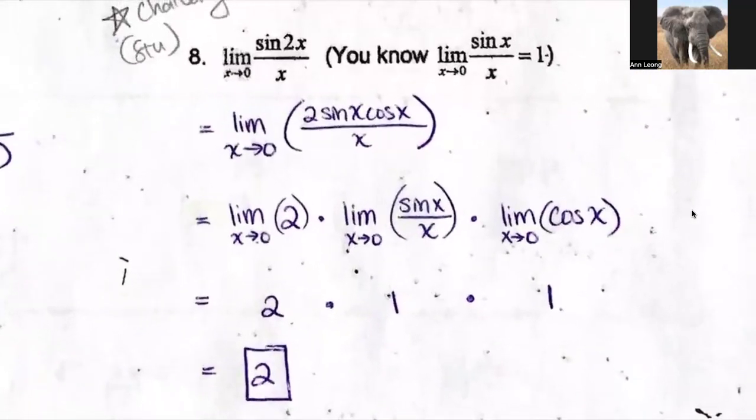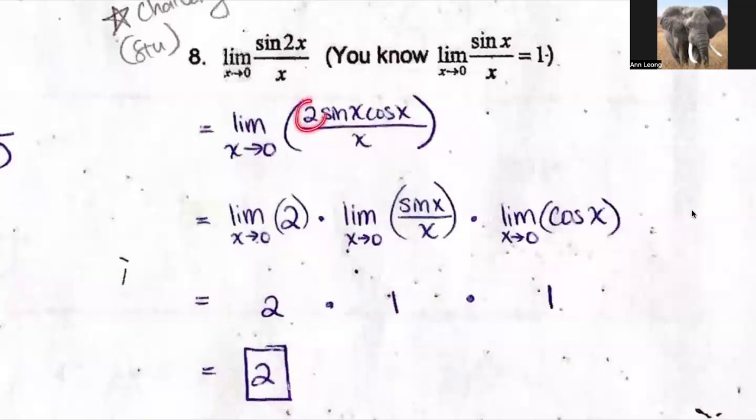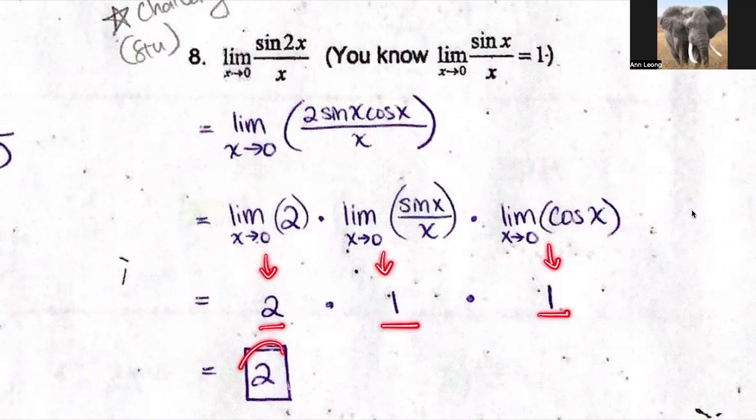All right, so for number 8, I used my double angle formula for sine of 2x to get 2 times sine times cosine of x. All right, and then from there, using the property, I can separate those products. So I took out the 2, separated that out, separated out the sine of x over x, since they gave that to us, and then the cosine of x. All right, so I separated out those 3 things. Limit of 2 as x goes to 0 is just 2. This one they told me was just 1, and cosine of 0 is also just 1. All right, so multiply that together, got the answer of 2.